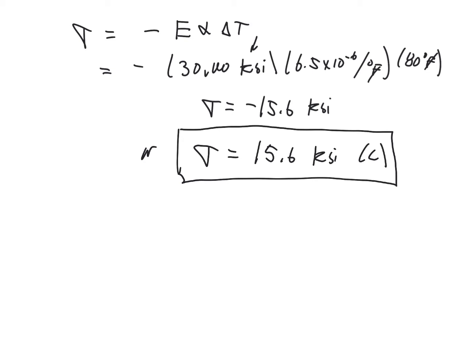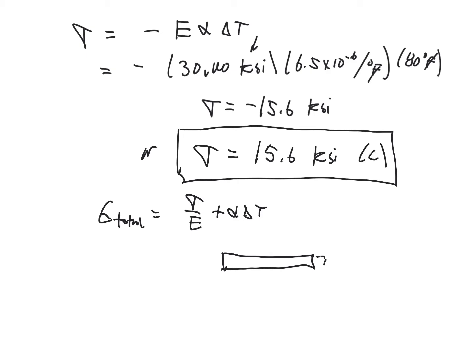Now, one of the other ways of looking at this, you can use superposition. What do I mean by superposition? So remember, we've got epsilon total is equal to sigma over E plus alpha delta T. So the superposition is if we apply a temperature increase, this thing grows. So the bar is originally like this. The alpha delta T, it's going to grow.